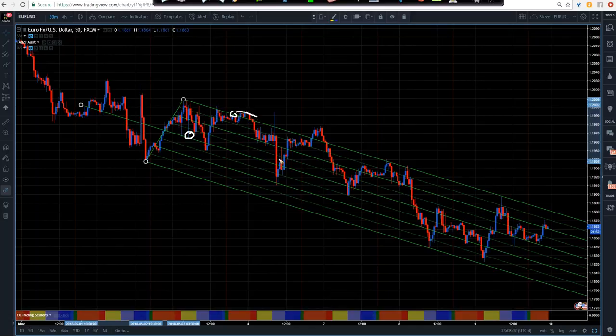We breach. Couple of touches. Nice touch. Nice touch. Touch. Touch. And then, look at this. Boom. Boom. So we got an outside touch, essentially, as we would call it. What is this? 30 to the pip.